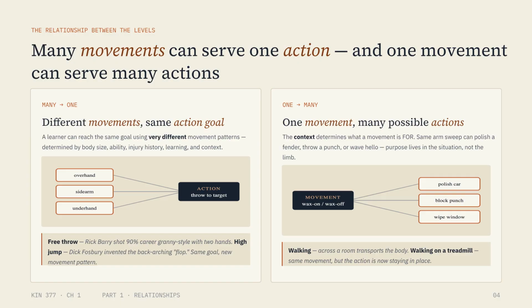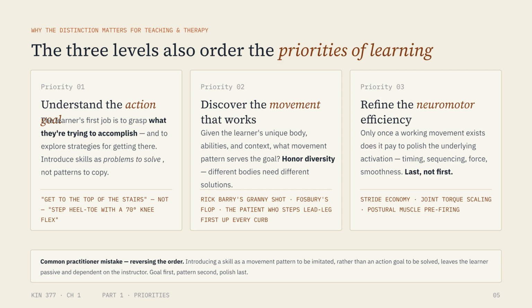Same body, different purpose. Why does this distinction matter for teaching and rehab? Because the 3 levels also represent the order of priority for a learner. Priority 1, understand the action goal. The learner's first job is to grasp what they're trying to accomplish and to explore strategies for getting there, not to copy a movement pattern. We introduce skills as problems to solve, not patterns to imitate. Get the ball through the hoop before square your shoulders to the basket.